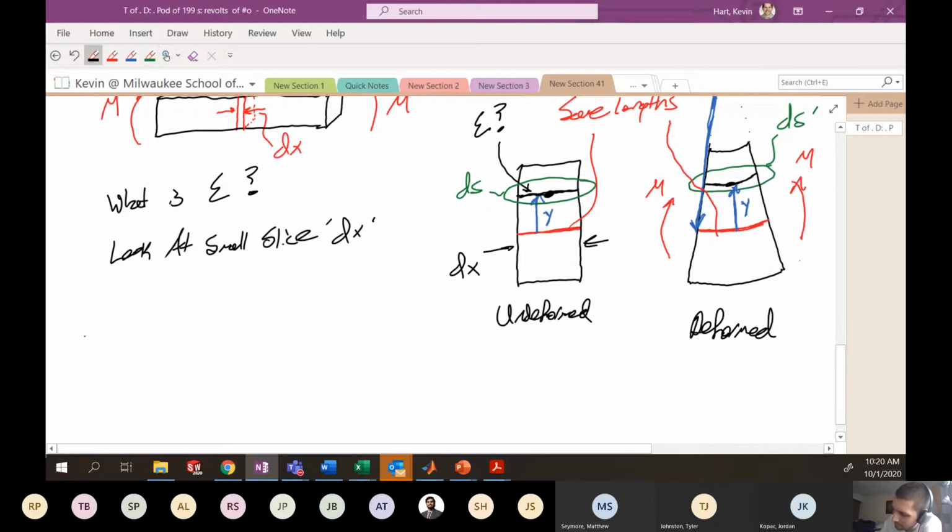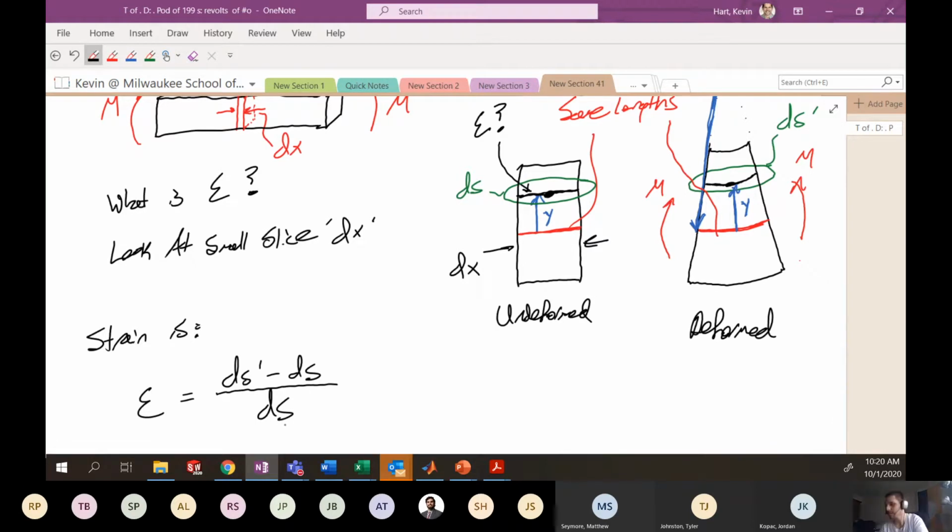So then strain is the change in length divided by the original length. So the change in length is ds prime minus ds. It's my change in length divided by the original length, which is ds. Capiche? Okay. Now let's define each of these pieces.